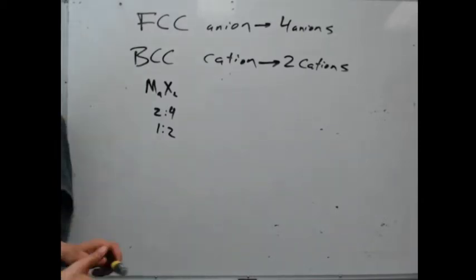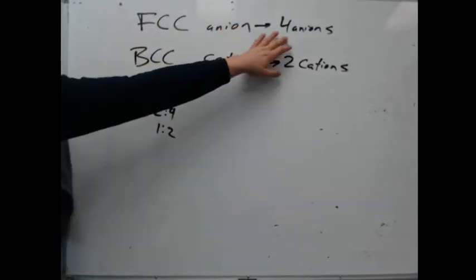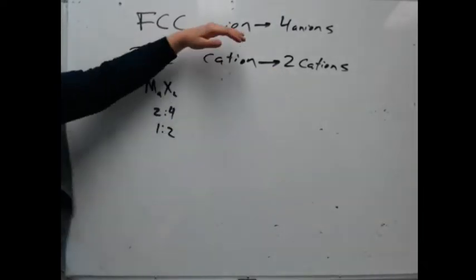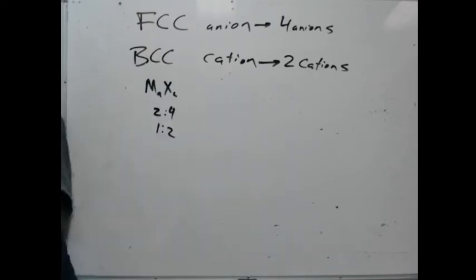So notice the things that we need to know in terms of definitions here. We need to know FCC and the number of atoms per unit cell. We need to know BCC and the number of atoms per unit cell. And we need to know the difference between anions and cations. Then, in our answer choices, we have to recognize which things are the anions, which things are the cations.